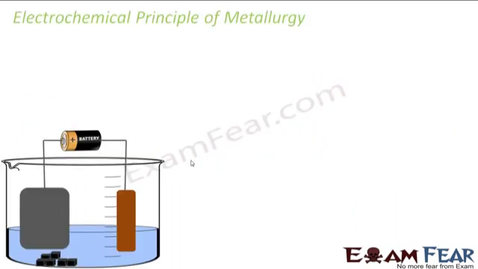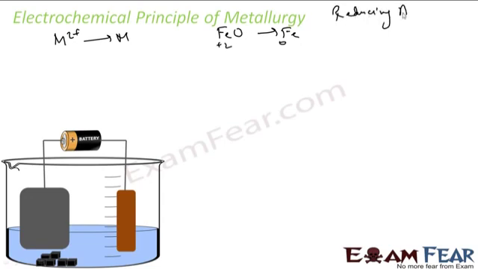So let's talk about the electrochemical principle of metallurgy. Till now we have seen that thermodynamics is applied for metallurgy, right? In thermodynamics we have some metal oxide, and we reduce it to metal. For example, FeO, we reduce it to Fe. This is +2 charge, this is 0 oxidation number. So we have used the thermodynamics principle to reduce metal. To reduce metal we have used something called a reducing agent, and typically we have used coke as the reducing agent.